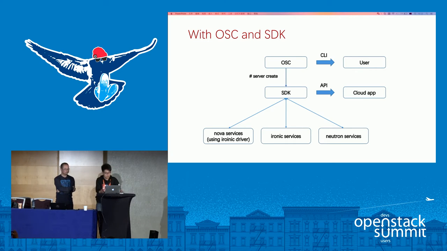You can also see OSC as an application in OpenStack. So when we type a command in OpenStack client, it calls SDK APIs directly, and all the other services communicate with each other through OpenStack SDK. It's much simpler than the one before.